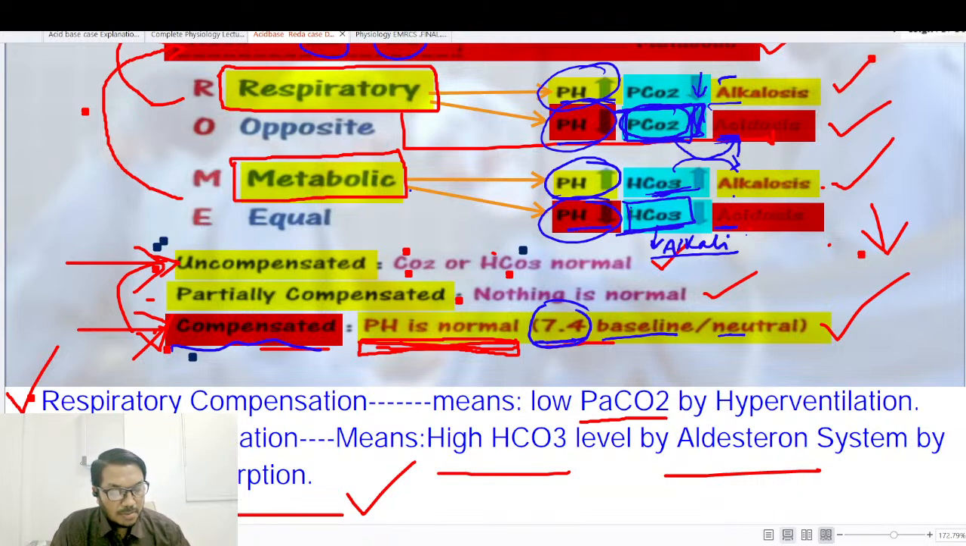If pH is 7.4, it means the body has compensated, normalized. If nothing is normal, what does that mean? pH, bicarbonate, partial pressure of carbon dioxide, partial pressure of oxygen. If nothing is normal, then it is partially compensated. It sounds a little odd, but this is the reality.